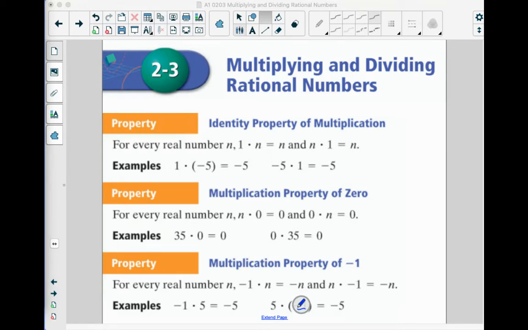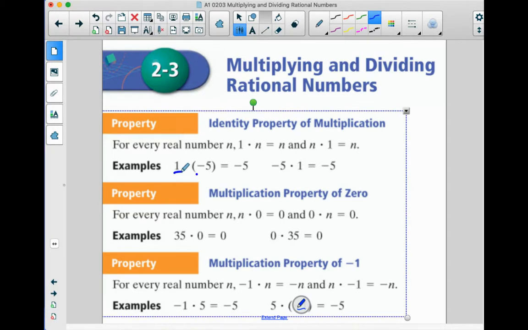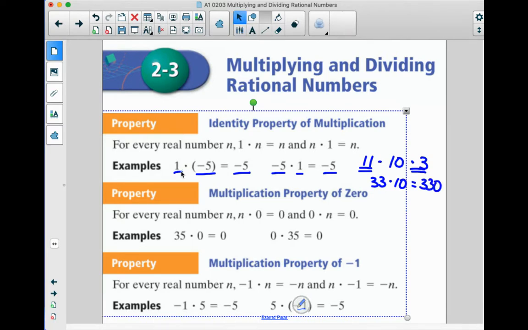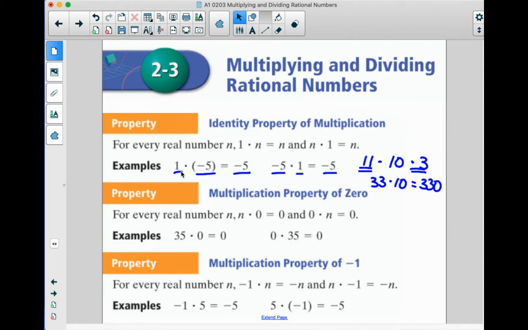So if you did 1 times -5, it gets you -5. And then if you flip the order, -5 times 1 is also -5. So this is nice when you get things like 11 times 10 times 3, because you can multiply these in any order. So it might be easy to do like 11 times 3 first, which is 33, and then multiply by 10 after, because when you multiply by 10, you just put a 0 on it.